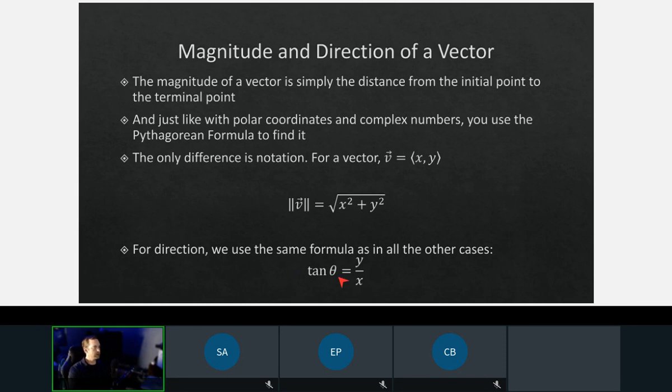Okay, so for direction, I feel like this is similar to stuff we've done in the past. We're still going to use the tangent, right? So the tangent of the angle is equal to y over x. So you can think of the angle being the arctan of the y value divided by the x value. That's no different than what we've been doing in the past for other concepts. So these are the two formulas you need to know.